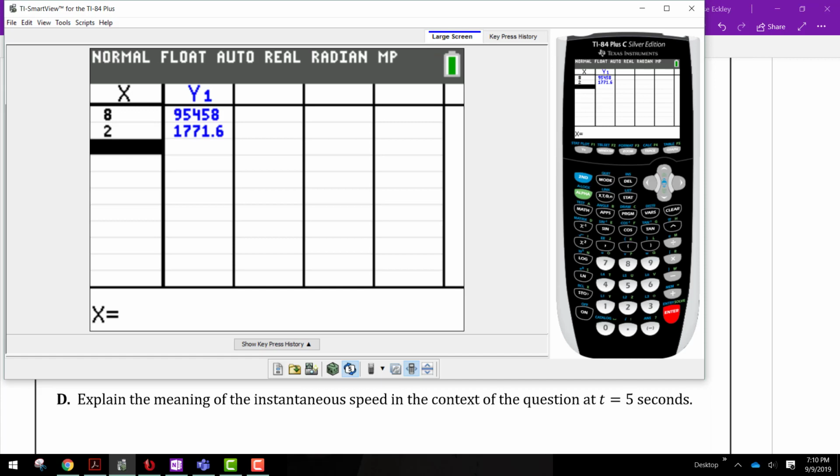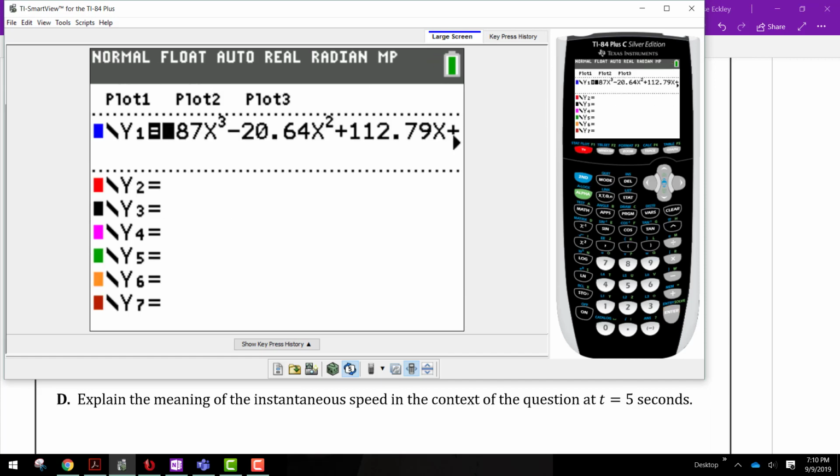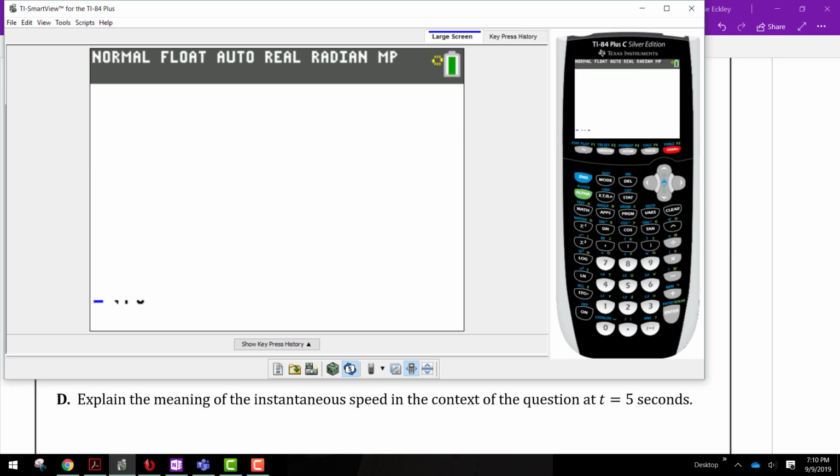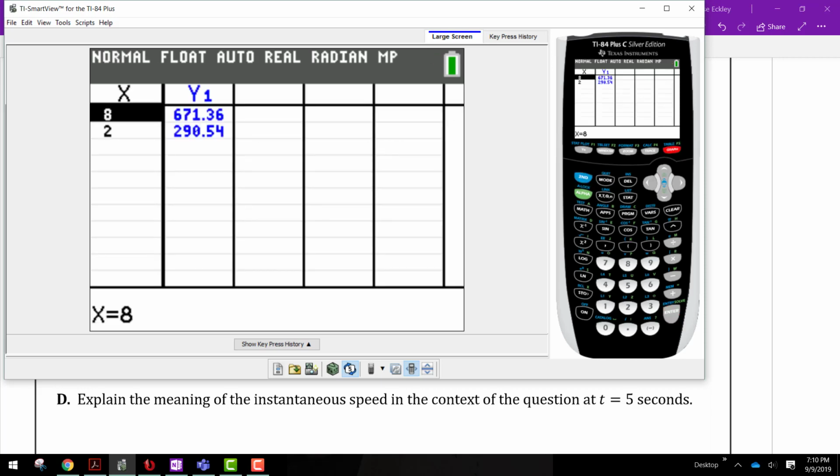And there is something wrong with this one. There must be something wrong with my equation because those values are too big. Oh, I see. I forgot a decimal point here. So let me insert that. There we go. So now let me look at my table. Oh, much better. There we go. Okay, so I'm going to write that down on my paper then.